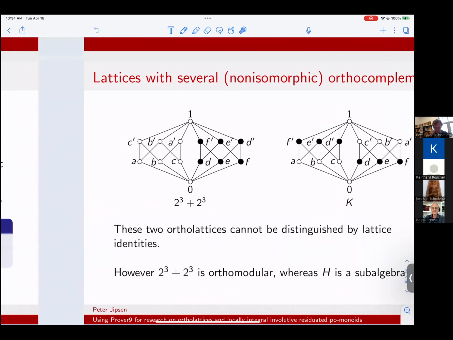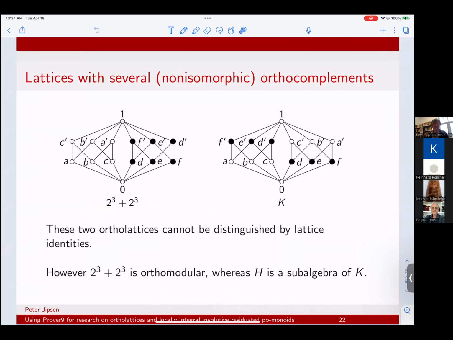So here is an example where this is not the case. There are two different ways. We can take the horizontal sum of two Boolean algebras, where internally these are each Boolean algebras, meaning the complementation stays inside that part. Or we can take this other way of combining two Boolean algebras where the orthocomplement goes across. And they're both ortholattices.